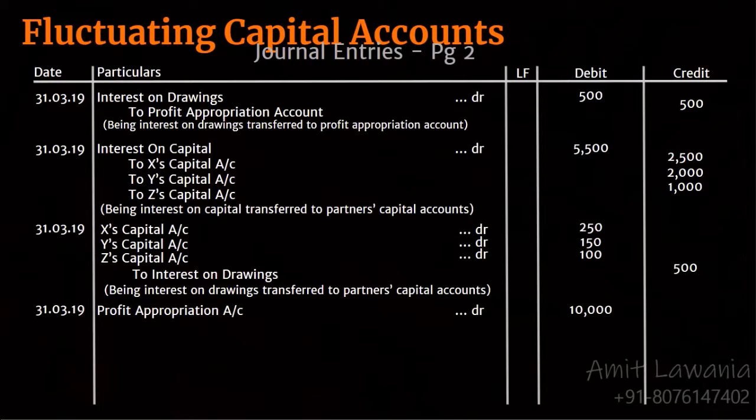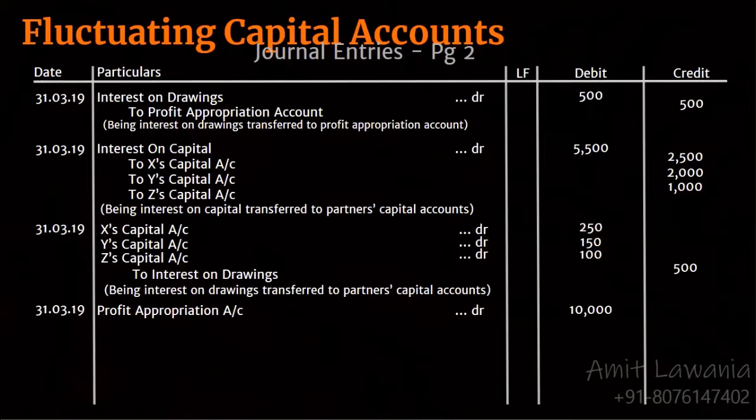We now transfer the profit after adjusting the interest on capital and drawings to the partners, that is rupees 10,000. I haven't made a profit appropriation account here. I would like you to make one and see how I got to this figure of rupees 10,000. It's not difficult, it's very easy. I recommend that you make it for practice.